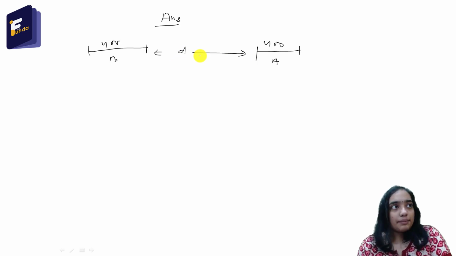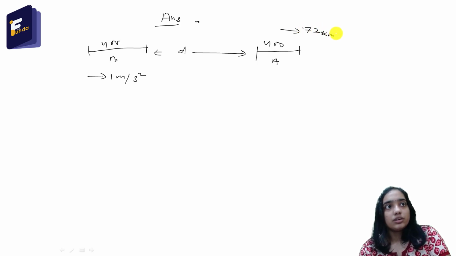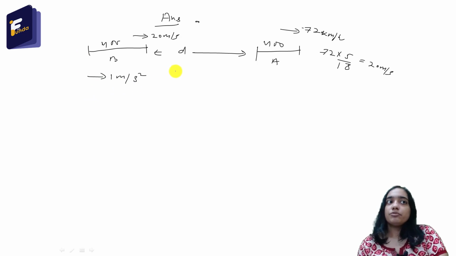What happens is that after 50 seconds, B is moving with 1 meter per second square acceleration, and A is moving with 72 kilometer per hour. If we convert it into meter per second, it will be 72 into 5 by 18, so it will be 20 meter per second. B is also moving with 20 meter per second, and B also has an acceleration, whereas A doesn't have an acceleration. So after 50 seconds, B is overtaking A.